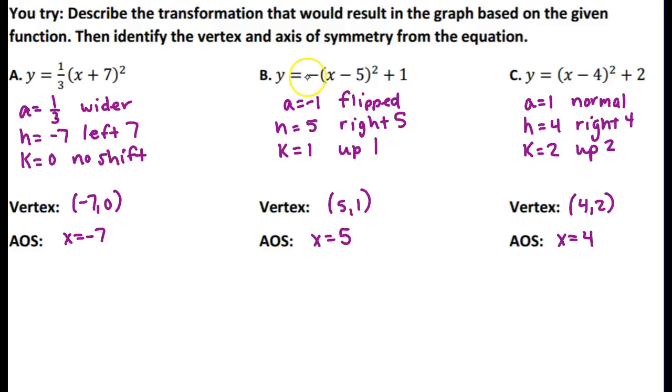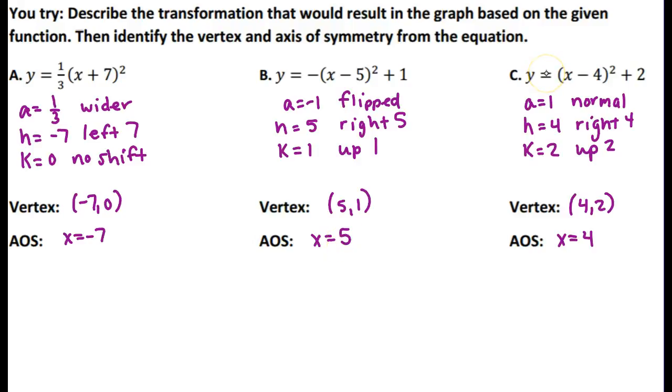For B, your a value is -1, so that means that it's flipped upside down. Your h value is going to be the opposite of this number, so that's +5, so we're shifting it right 5. Your k value is +1, so that means that we're shifting it up 1. Vertex of 5, 1. Axis of symmetry is x equals 5.